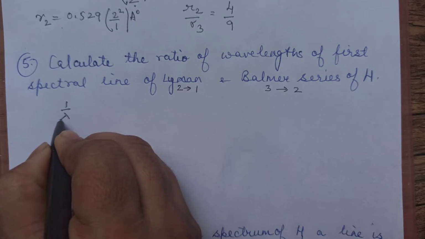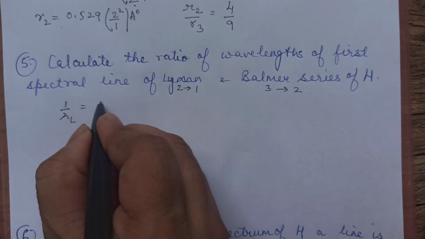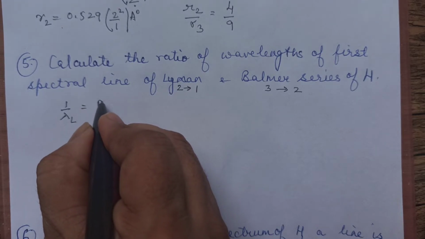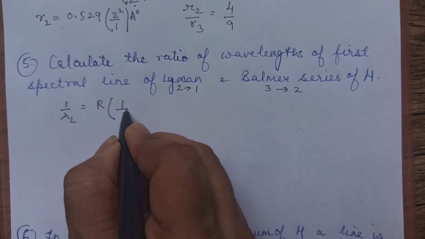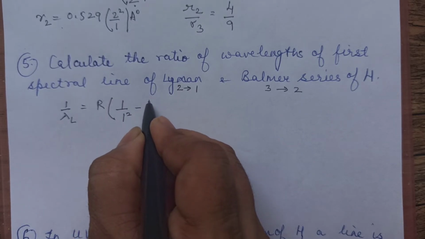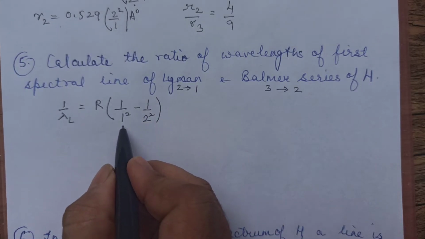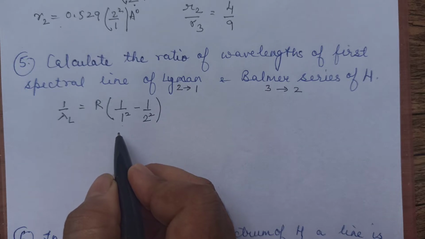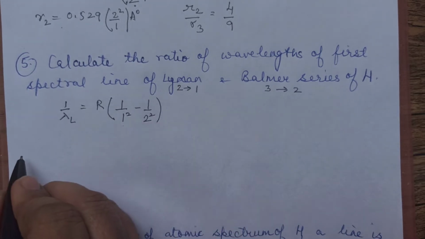1 by lambda, I am writing for Lyman, I am just mentioning L. This is equal to R_H, I am neglecting because for hydrogen it is 1. So it is 1 by 1 square minus 1 by 2 square. I hope you know that this N1 which we are taking here is the orbit to which it is coming, and this is from where it is coming. I hope you remember the formula.